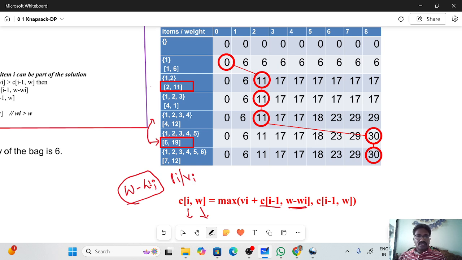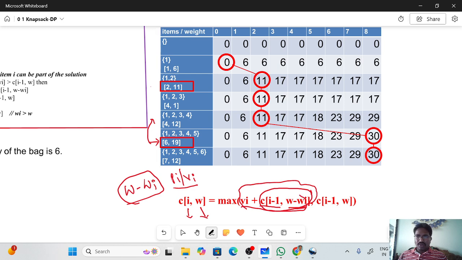So when I am talking about the ith item, I must consider only the i minus 1 items. So what is the cost of i minus 1 with W minus Wi? That cost is added with the present item profit. What is the present item profit? Pi or Vi. So this is one value, and the other value is the same as the earlier item up to W, where I am not including the current item's weight Wi.